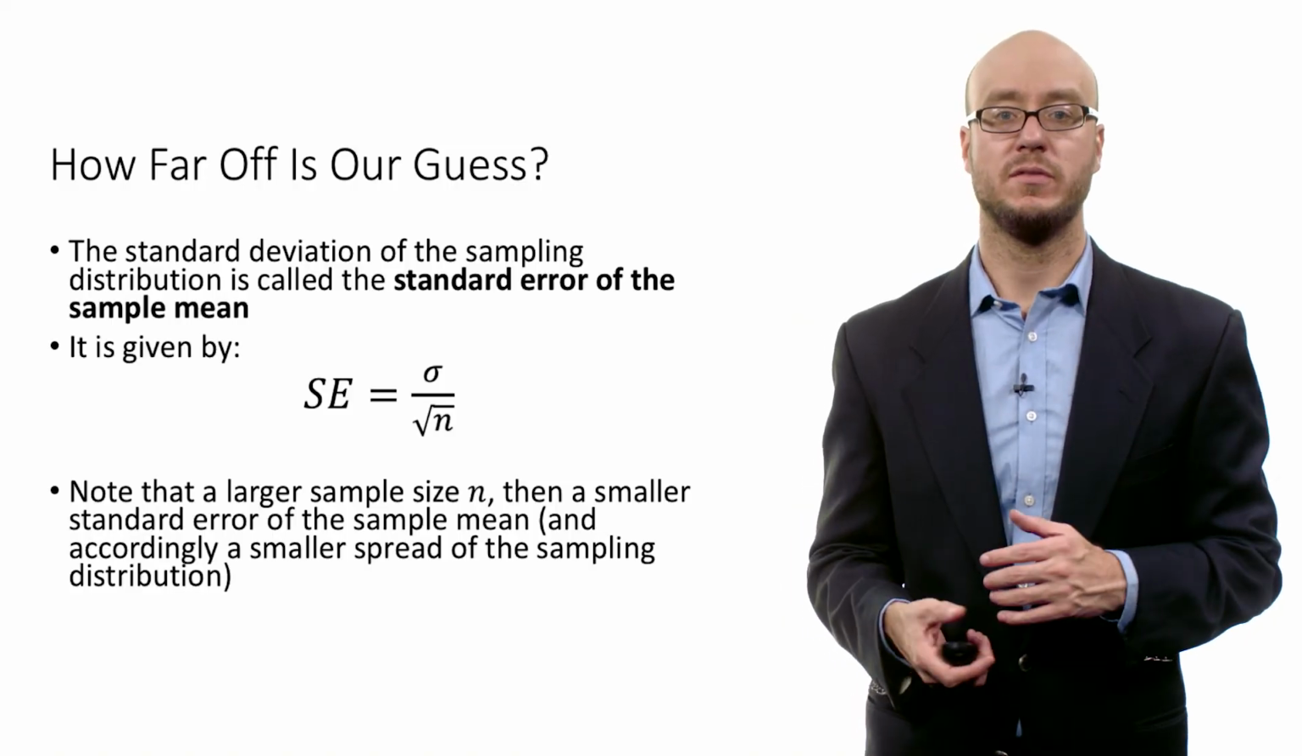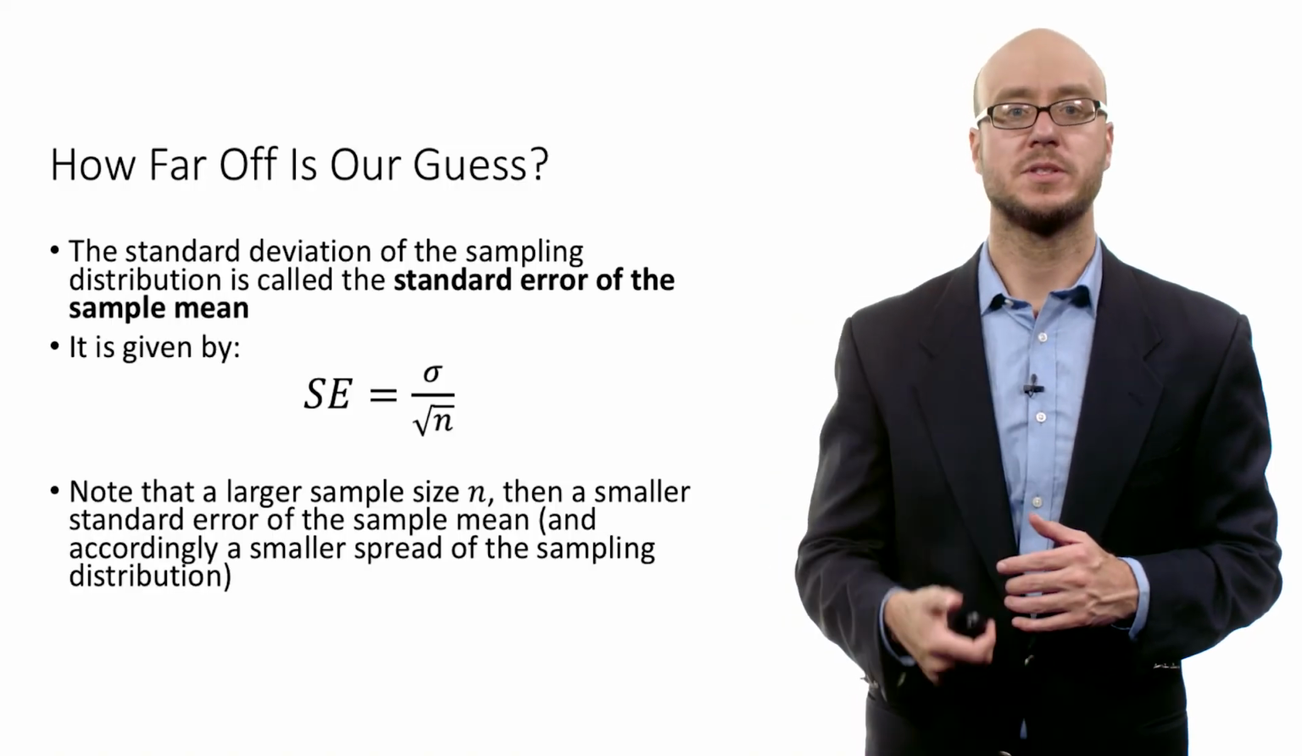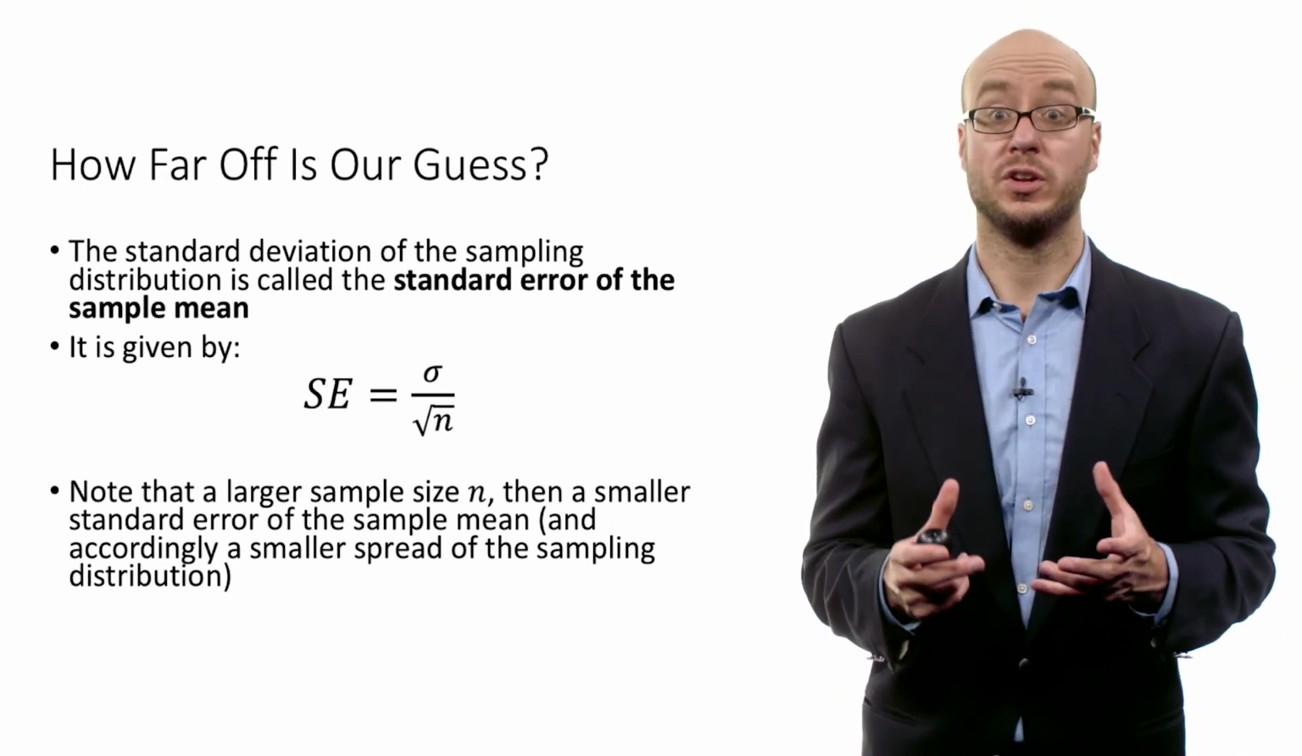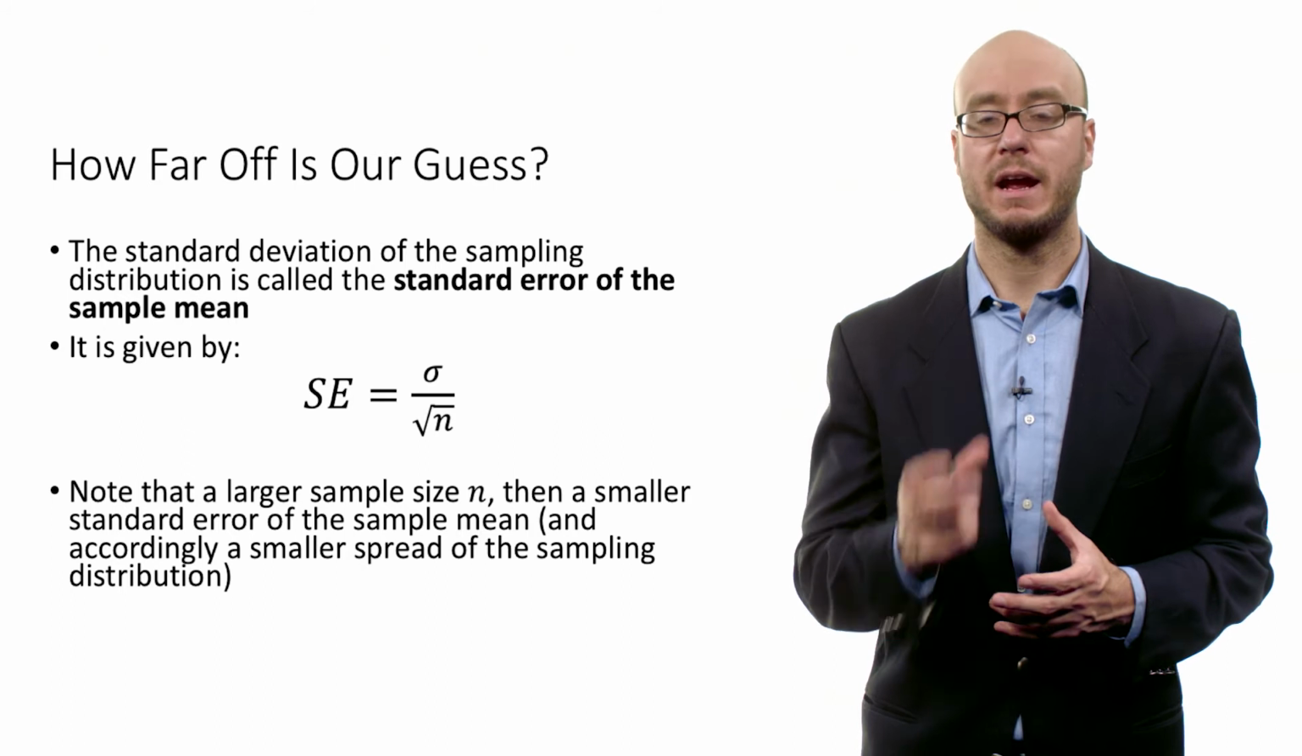Because the standard error of the sample mean depends on two values. It depends on the population standard deviation, which you actually can't control based on the sample size. It's just a fact of nature. But the smaller that population standard deviation, the smaller the standard error of the sample mean, the smaller the standard deviation of the sampling distribution. But what we do have control over is the sample size. For a given population standard deviation, the larger that sample size, the smaller the standard deviation of the sampling distribution. Or to put it another way, the smaller the standard error of the sample mean.